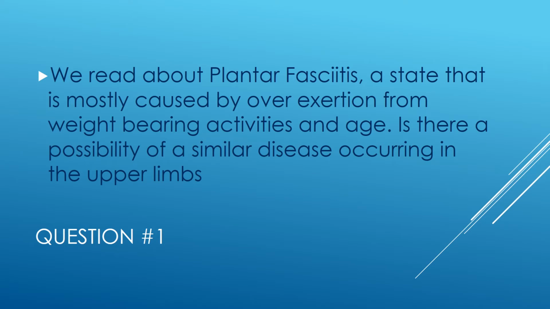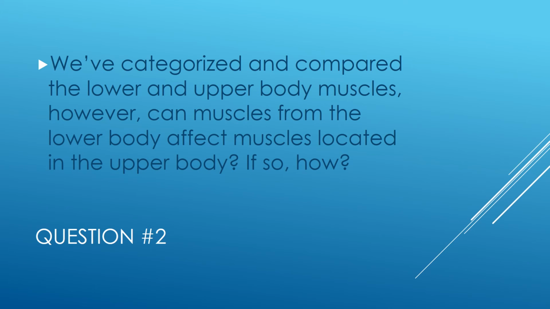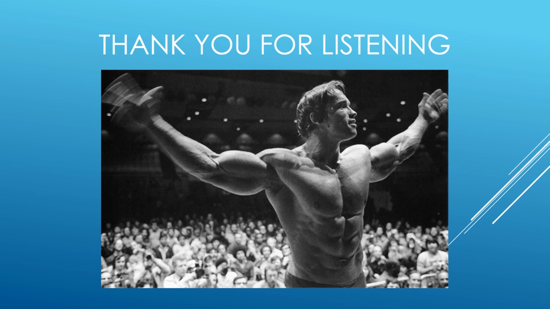The two questions we would like to pose our audience are: question 1. We read about plantar fasciitis, a state that is mostly caused by overexertion from weight-bearing activities and age. Is there a possibility of a similar disease occurring in the upper limbs? Question 2. We've categorized and compared the lower and upper body muscles. However, can muscles from the lower body affect muscles located in the upper body? If so, how?